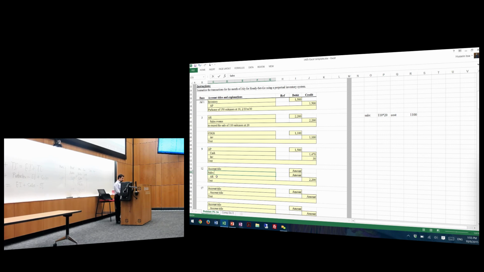Sales discount, which is what kind of account? Is it an asset? Is it a liability? What is it? Okay, yeah, but what more specifically? Come on. It's a contra revenue account.